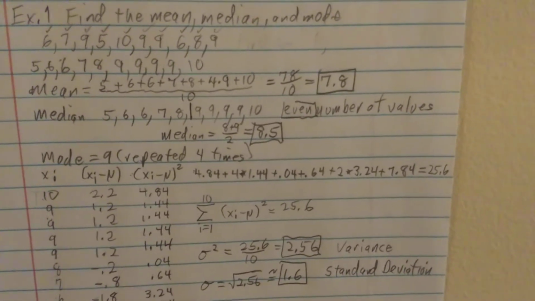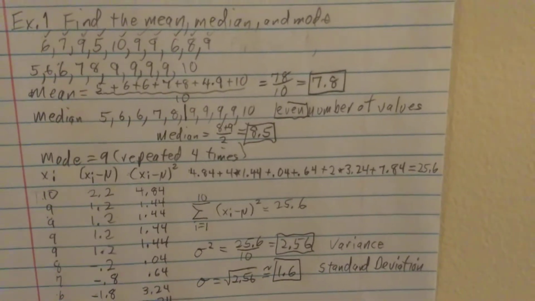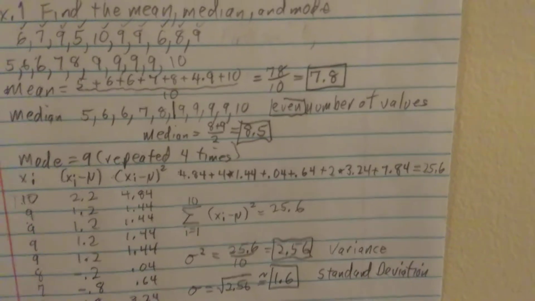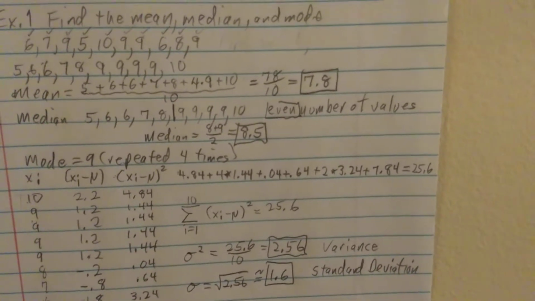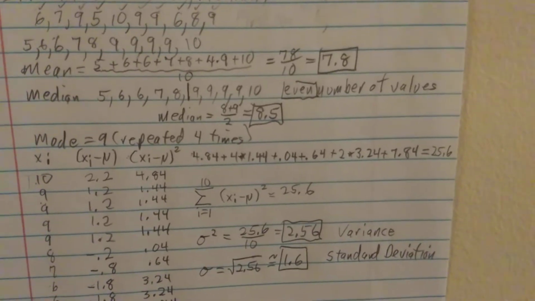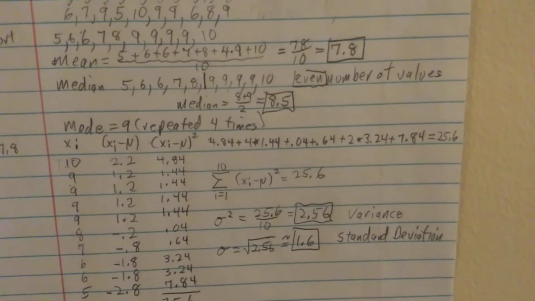So the mean is to simply add them all up and divide by 10. So 5 plus 2 times 6 plus 7 plus 8 plus 4 times 9 plus 10 equals 78, and 78 divided by 10 is 7.8.